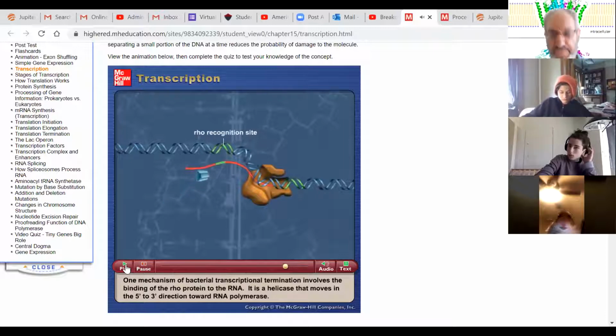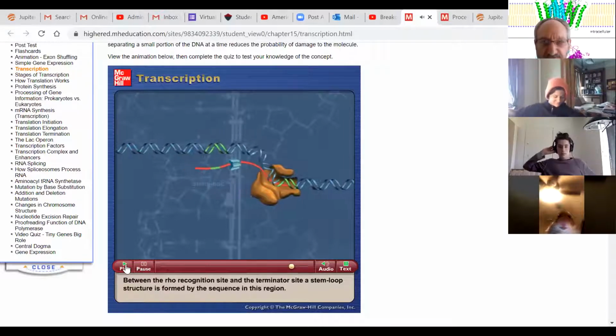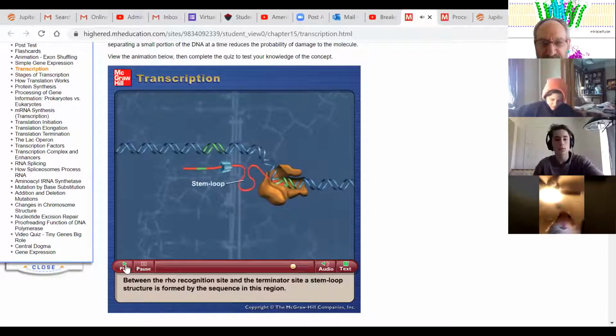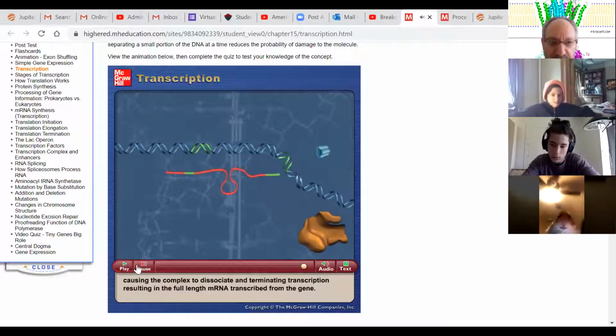That moves in the 5' to 3' direction toward the RNA polymerase. Between the Rho recognition site and the terminator site, a stem loop structure is formed by the sequence in this region. This stem loop structure halts the movement of RNA polymerase, and the Rho protein then moves to the RNA polymerase complex, causing the complex to dissociate and terminating transcription, resulting in the full-length mRNA transcribed from the gene.